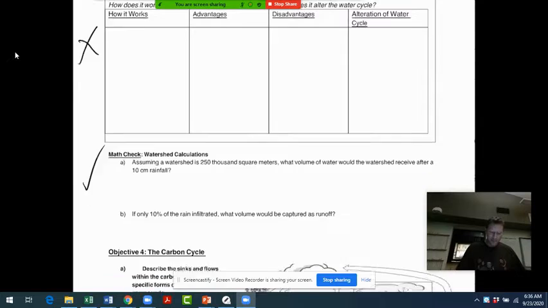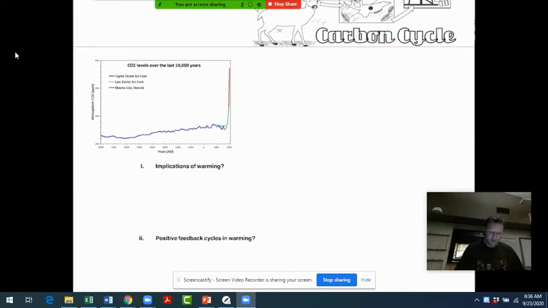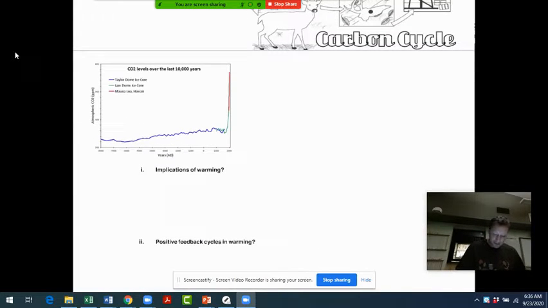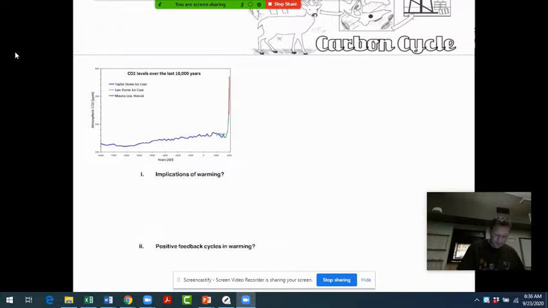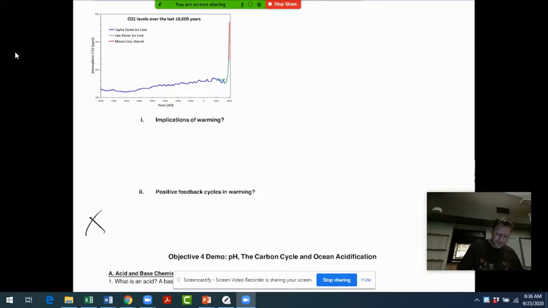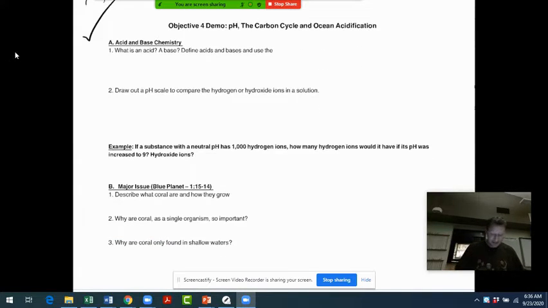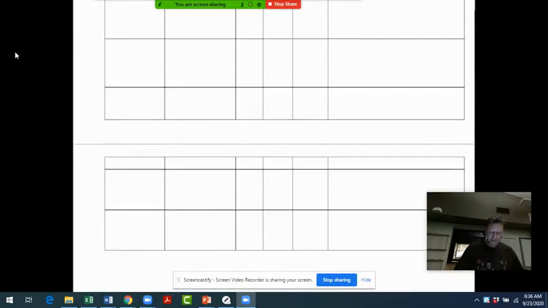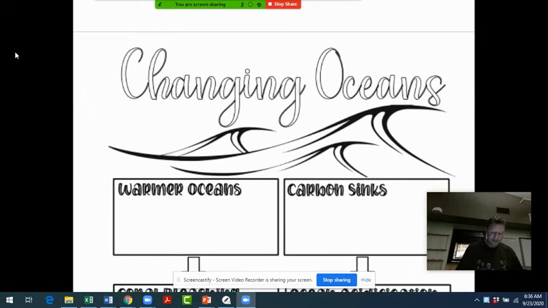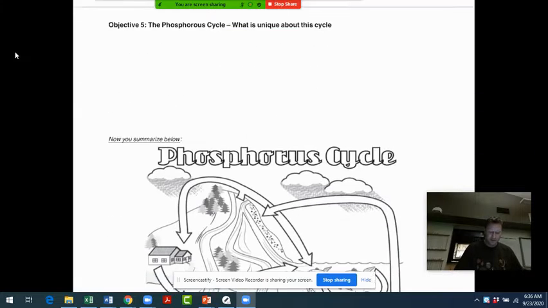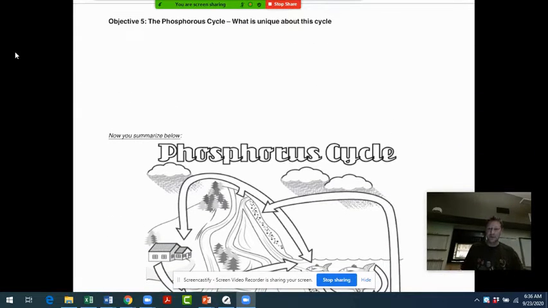We did the watershed calculations and the carbon cycle. There was a video on that. We didn't necessarily get into much of the warming here, but it's been a constant subject of our dialogue. The positive feedbacks, I'm going to put a soft X through that, the implications of the warming. We're doing this today in class, at least depending on when you're watching this video. That is something that is going to be done in class. And all the way down to that, that was covered in a video. And now we're at the phosphorus cycle.